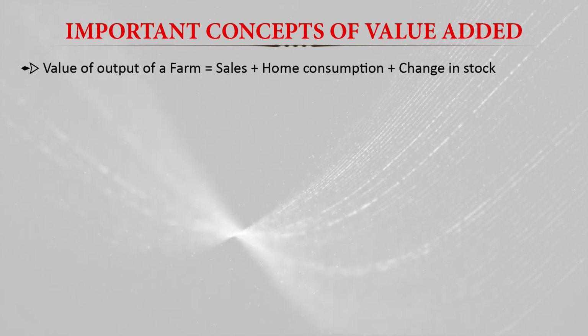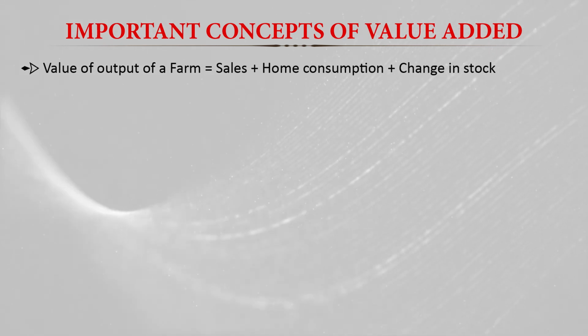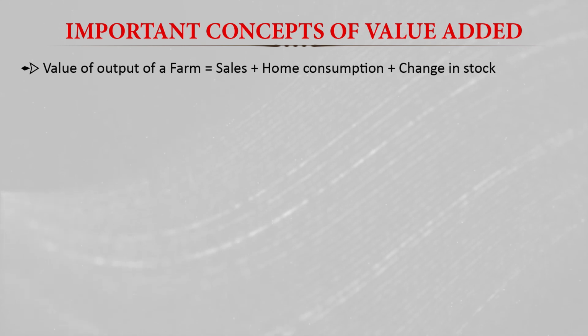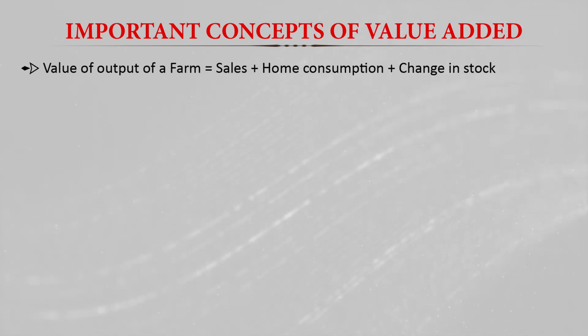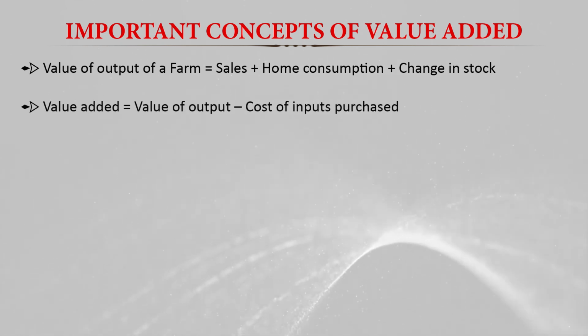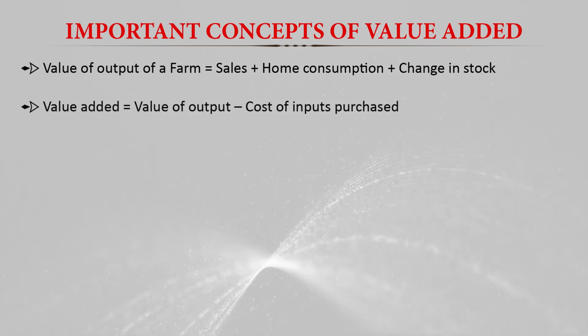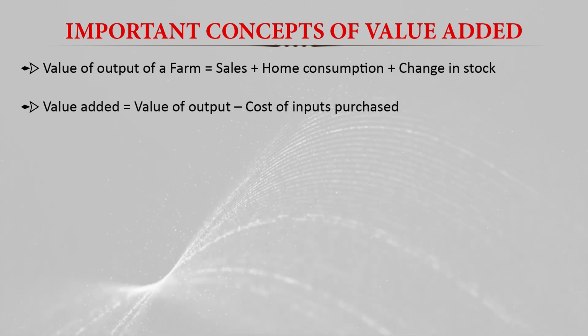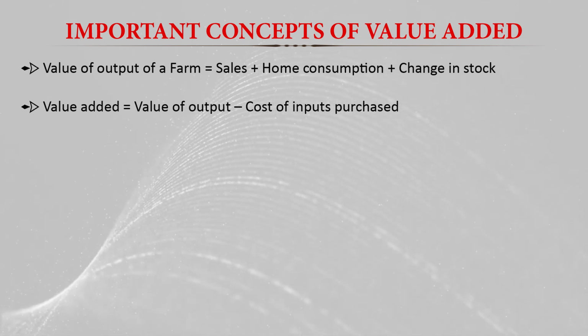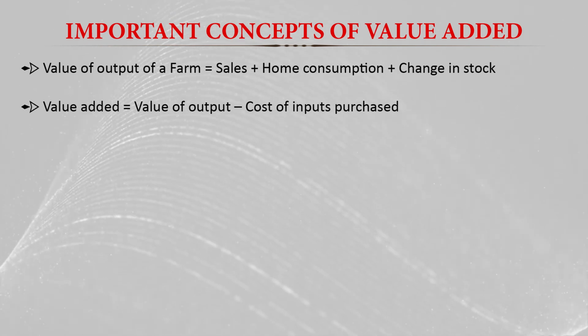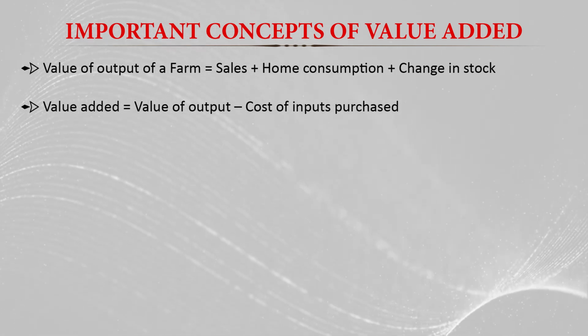And an important concept here is value added. There are 3-4 major terms we generally use, like value of the output of a firm. It is basically sales plus home consumption plus change in the stock. So there are 3 components included in the value of the output. Then value added is basically the value of the output, which includes the sales, home consumption, and change in the stock, minus the cost of input purchase.